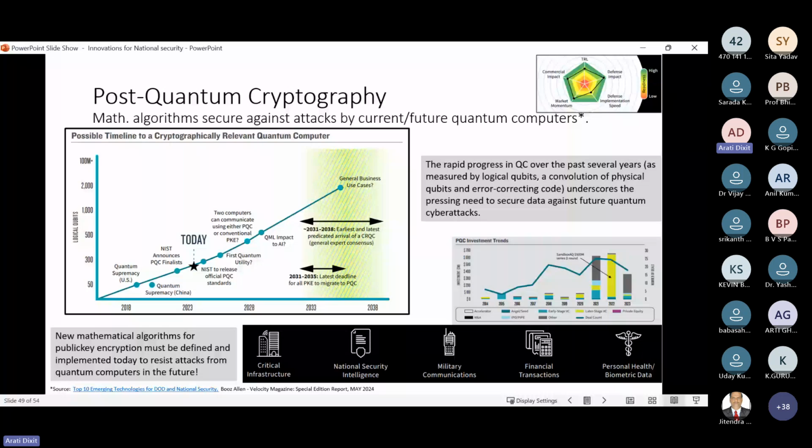And if you look at the radar chart and the investment charts, they look great. There are a lot of spots where we can contribute. And there's no dearth of applications for these, as you see in the use cases towards the bottom.